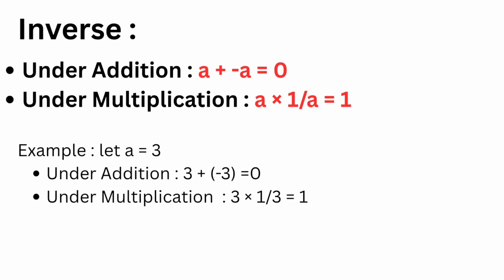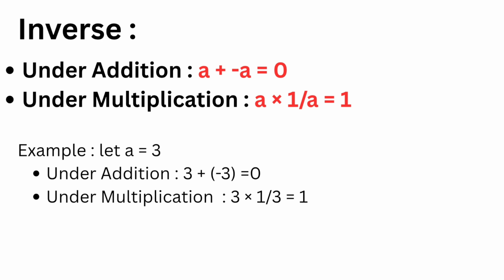Now let us see inverse. Under addition, the inverse of A will be minus A, so that when we add A plus minus A, we get 0, which is the identity element for addition. And the same goes for multiplication. Under multiplication, if we multiply A by 1 by A, we get 1, which is the multiplicative identity.